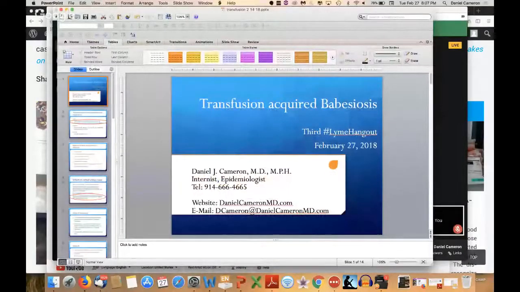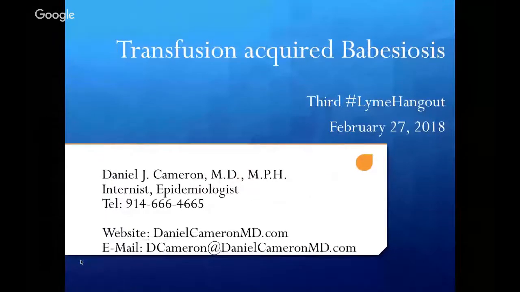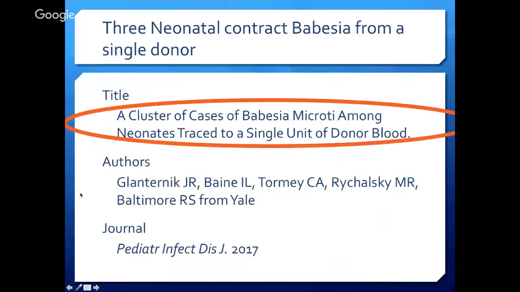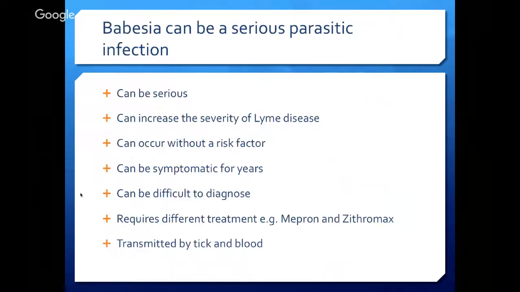So the reason I'm bringing up this particular presentation is because the title is "A Cluster of Cases of Babesia microti Among Neonates Traced to a Single Unit of Donor Blood." And it's by authors from Yale in the Pediatric Infectious Disease Journal.